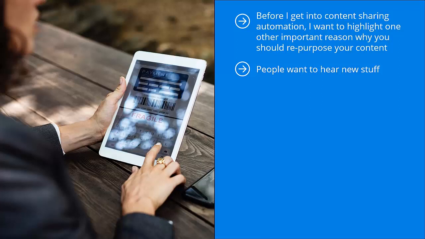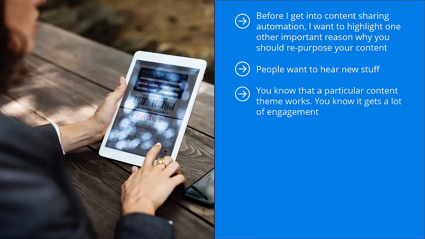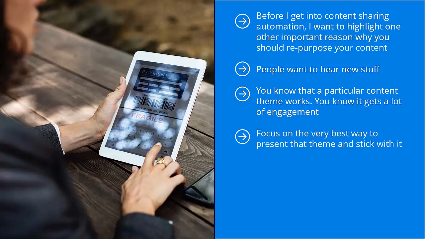They don't want you to basically keep recycling the same stuff over and over again. Unfortunately, that's precisely the kind of risk you're running if you simply focus on giving people more of the same successful stuff. You know that a particular content theme works. You know it gets a lot of engagement. You know that it draws a lot of clicks. It's perfectly natural for you to want to keep recycling that same theme. Don't do it. Focus on the very best way to present that theme and stick with it. Just do it a few times, but focus more on repurposing.